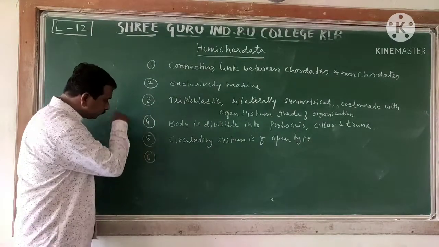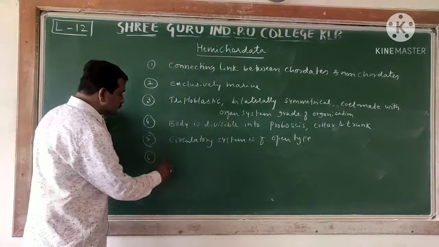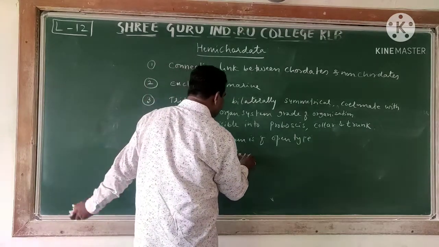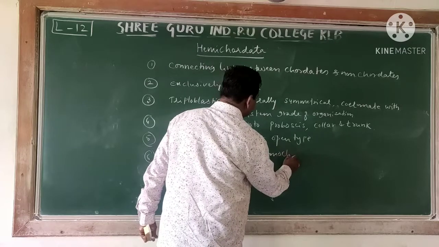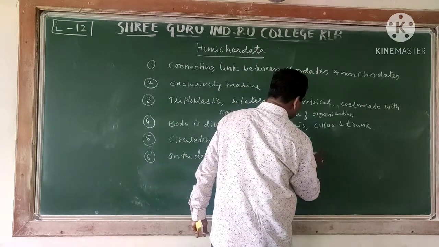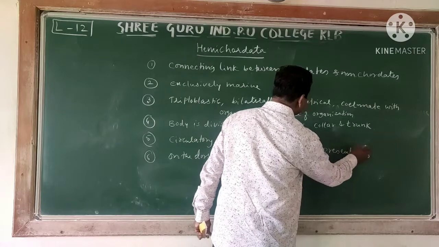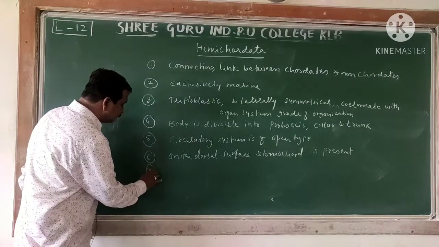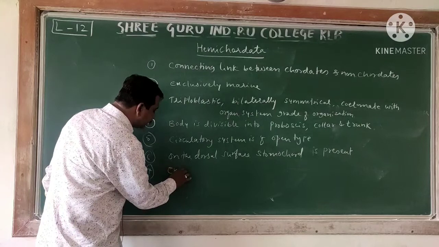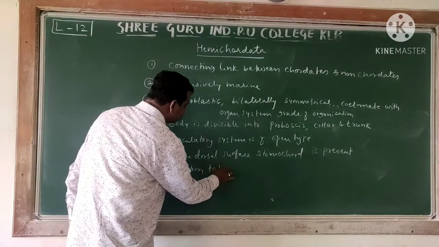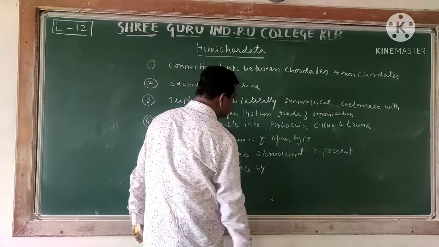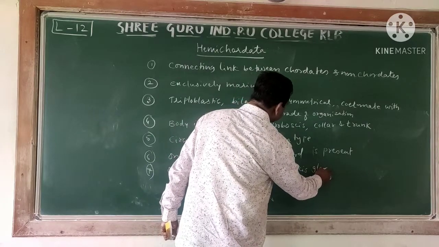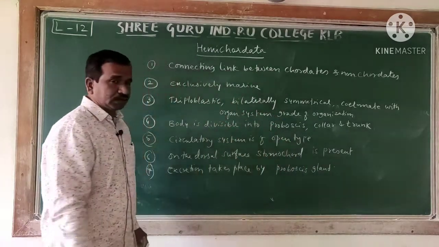Next, the sixth important character you can observe is that on the dorsal surface the stomochord is present. This is a unique character. First we have to take down, then we will discuss those characters. Seventh one, excretion takes place by proboscis gland.